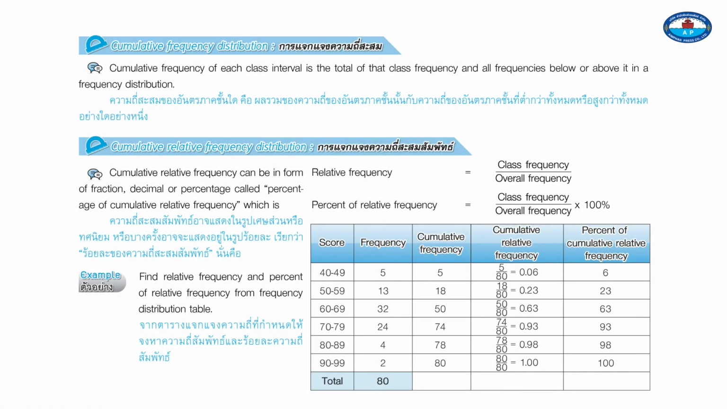Cumulative frequency distribution. Cumulative frequency of each class interval is the total of that class frequency and all frequencies below or above it in a frequency distribution. Cumulative relative frequency distribution. Cumulative relative frequency can be in form of fraction, decimal, or percentage, called percentage of cumulative relative frequency. Relative frequency equals class frequency over overall frequency. Percent of relative frequency equals class frequency over overall frequency times 100%. Example, find relative frequency and percent of relative frequency from frequency distribution table.